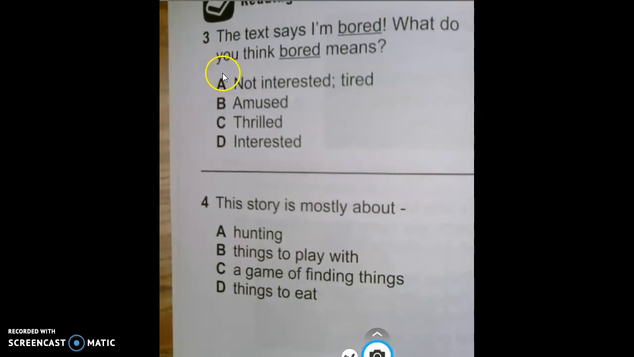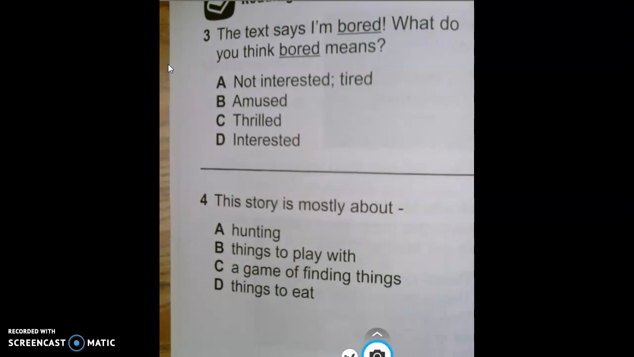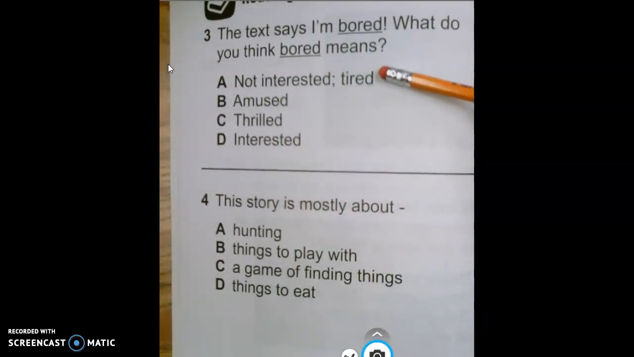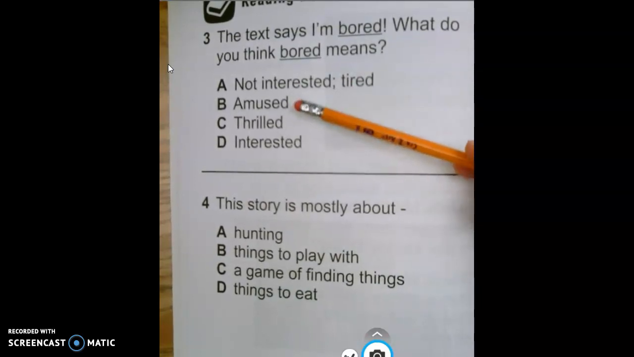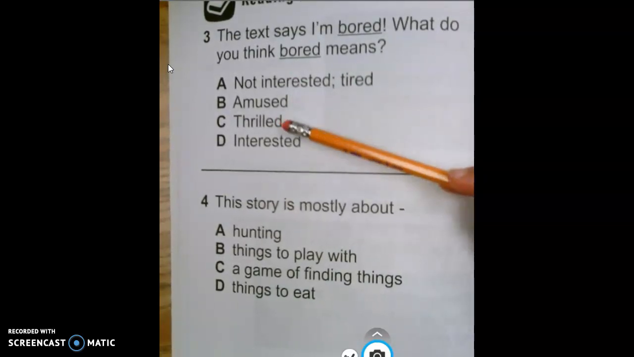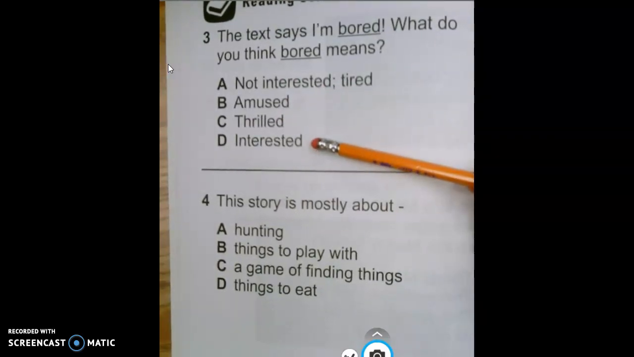Okay, number 3 says, the text says, I'm bored. What do you think bored means? A, not interested, tired. B, amused. C, thrilled. D, interested.